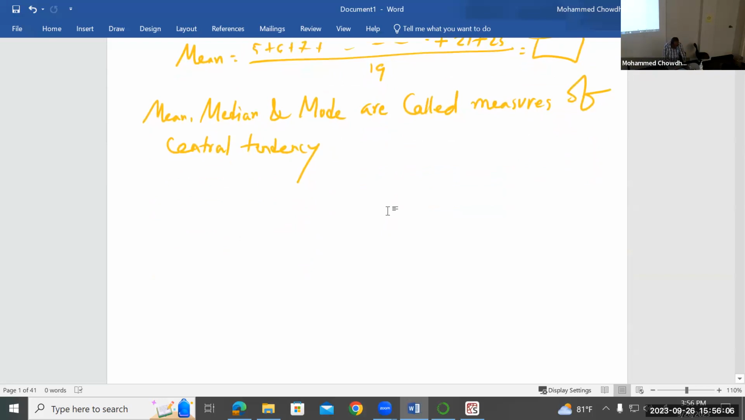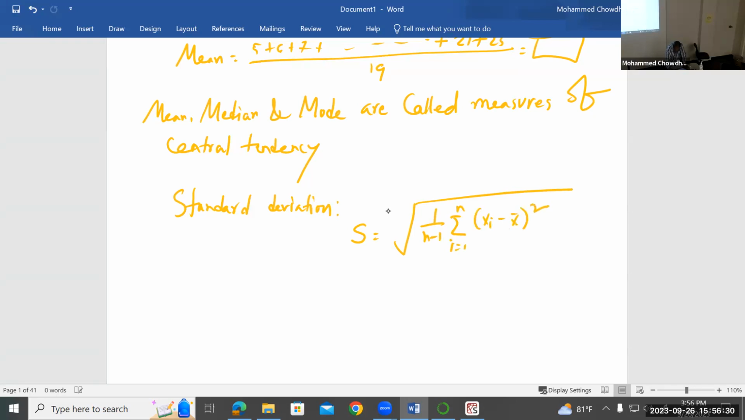Okay. Now, the most important question, standard deviation. It has a formula like this. This is the formula for the standard deviation, and the square of this is known as the variance. So what is variance? Variance is just this. This is known as the variance. Okay. So what is the meaning of this?